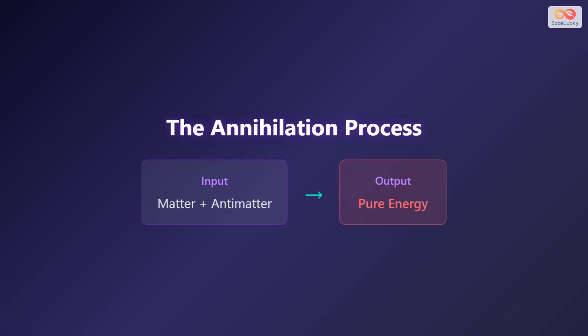Let's break down the annihilation process step by step. The input is simple. A matter particle plus its antimatter counterpart come together. The output, however, is extraordinary. All of their combined mass transforms into pure energy. There's no remainder, no leftover particles from the originals. The entire mass of both particles is completely converted, making annihilation one of the most efficient energy-producing processes in the universe.